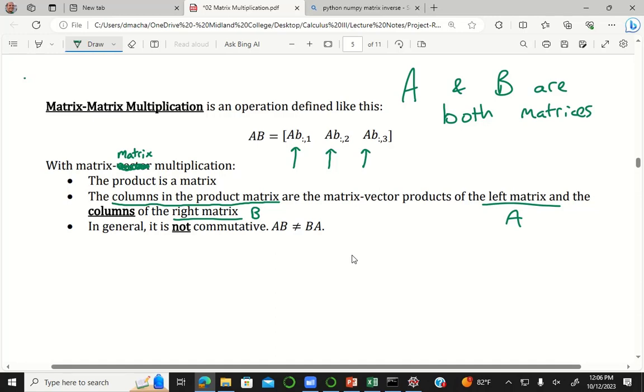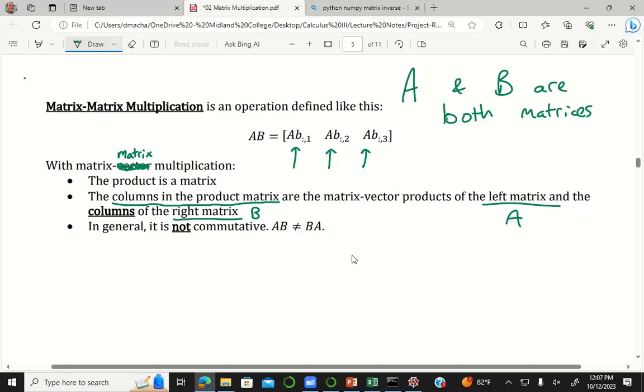In general, if you've just got 2 old matrices sitting around, matrix A and matrix B, the product is not going to be commutative. So A times B is normally not the same matrix as B times A. It's kind of weird because with numbers, multiplication is commutative. 5 times 3 is 15 and 3 times 5 is 15. That's not how it works if you're multiplying 2 matrices. So it really does matter which one is on the left and which one's on the right.